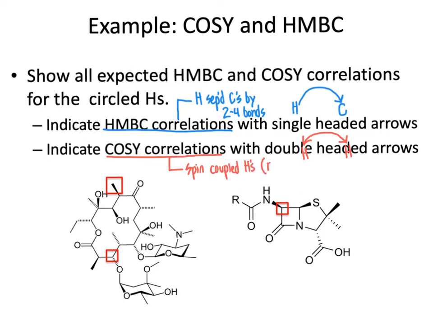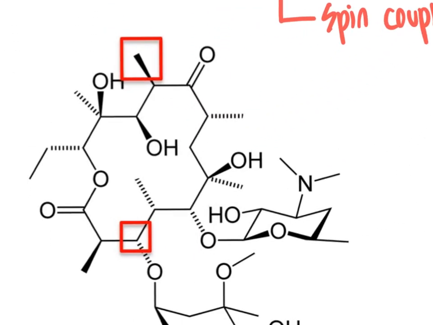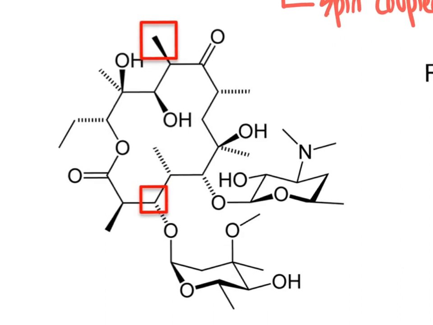And that is generally going to refer to geminal protons that are non-equivalent, as well as protons that are vicinal to one another, which will generally be spin-coupled as well. So let's take a look at what we would expect to see as our HMBC and COSY correlations in this example problem. I'm going to zoom in to the structure that we see here, which, by the way, is the structure of erythromycin. It's a common antibiotic.